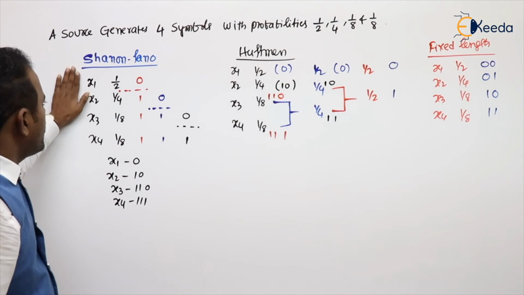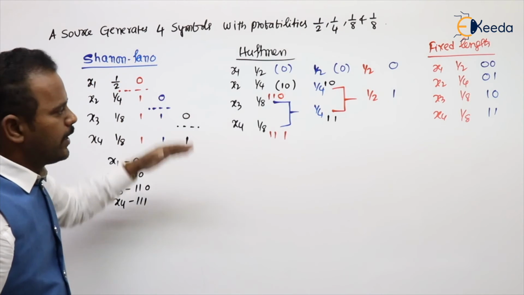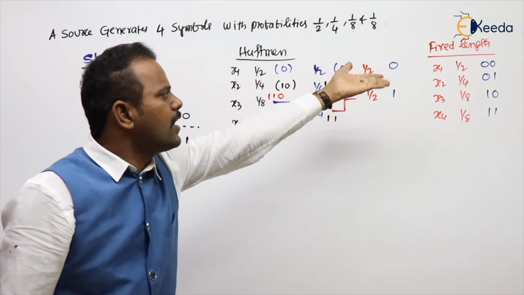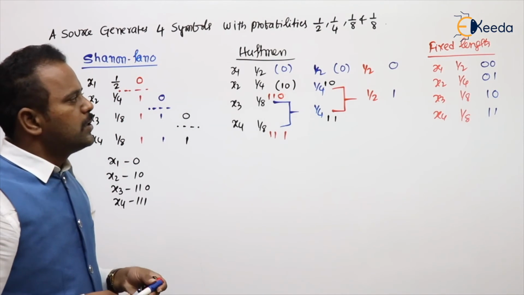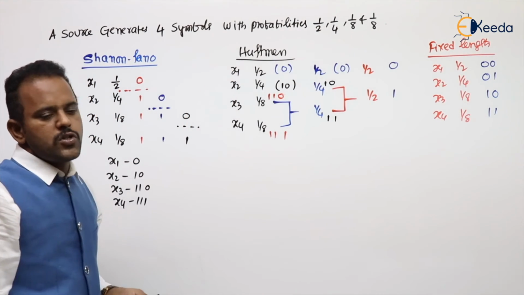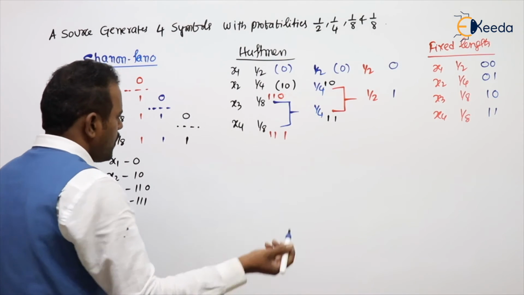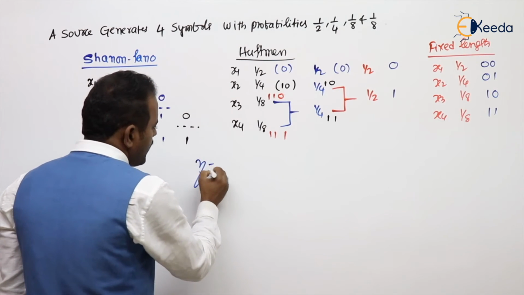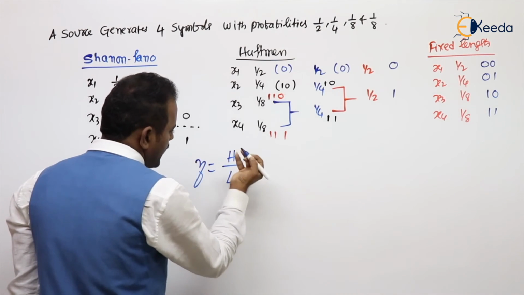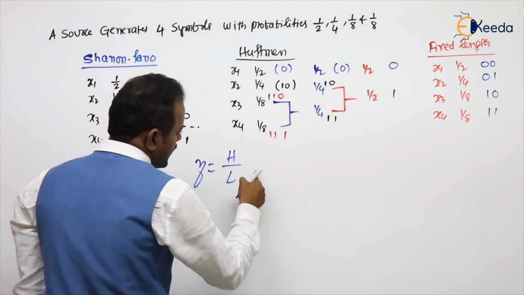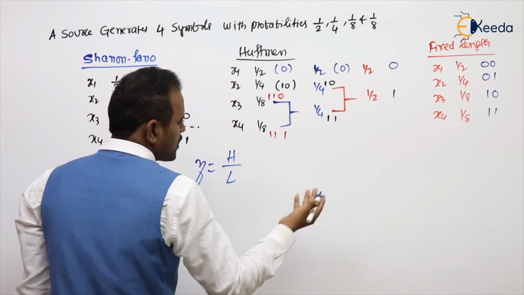In Shannon-Fano, we divide the symbols. Here we add the bottom two and write in descending order. With fixed length, there are constantly 4 symbols, so 2 bits are needed. Now let's calculate the efficiency. What is the efficiency formula? It is H by L, or L minimum by L, or H by L into log m base 2. Generally m is 2, so log 2 base 2 is 1.